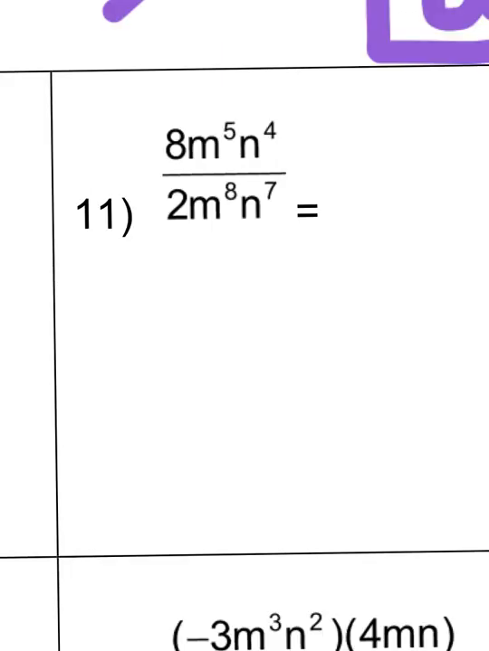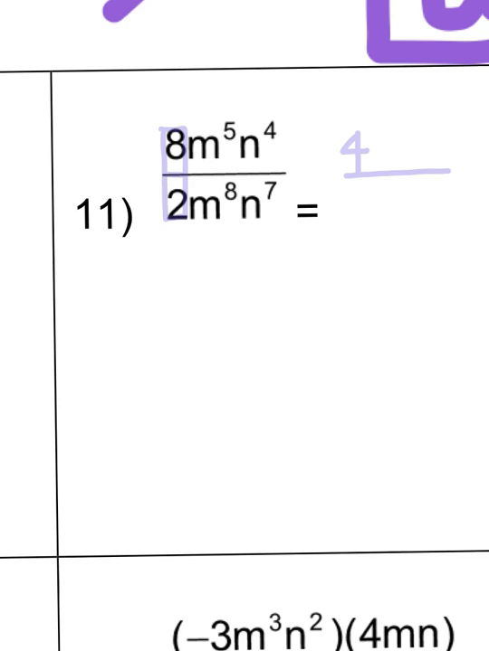Let's look at number 11. On number 11, we have a coefficient now. We have 8, and remember it's division. So 8 divided by 2, I like to draw a line just so I know where I'm putting things. 8 divided by 2 is 4, and that will go in the numerator.